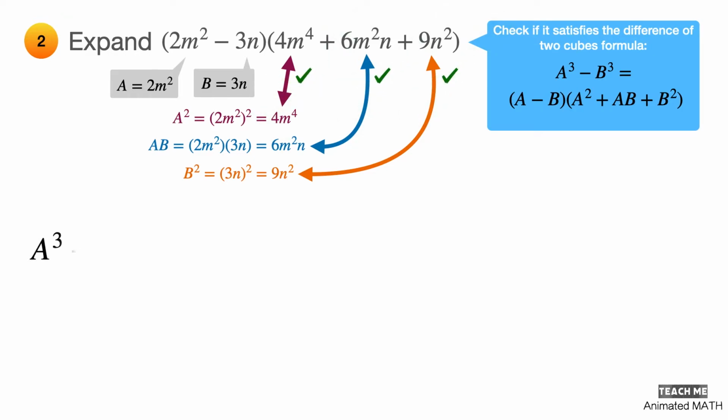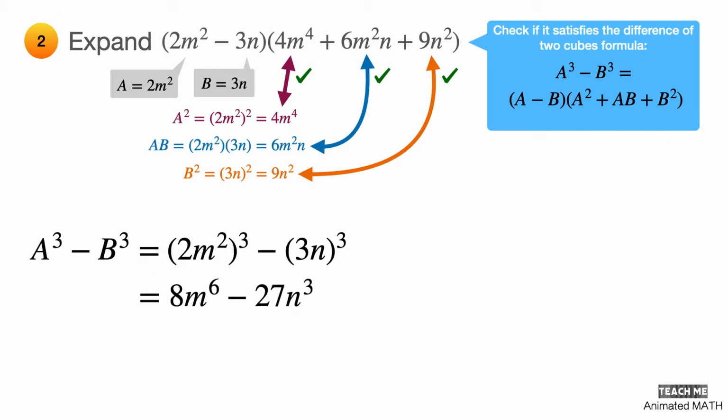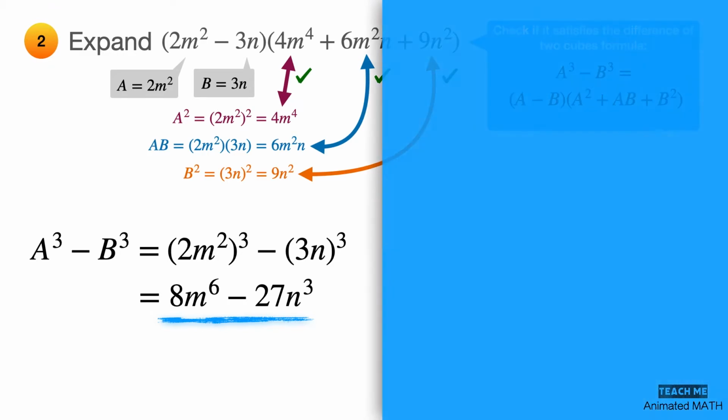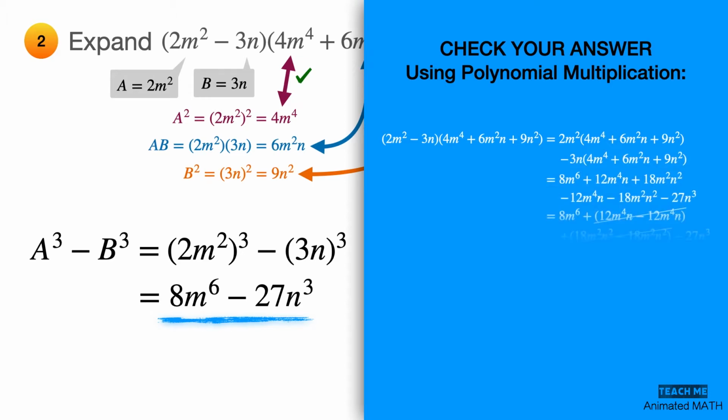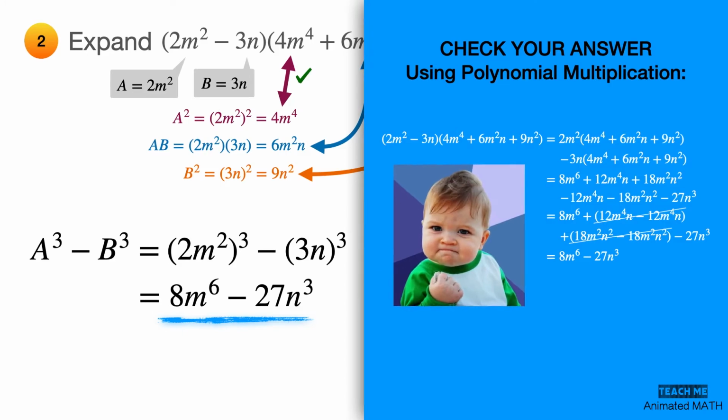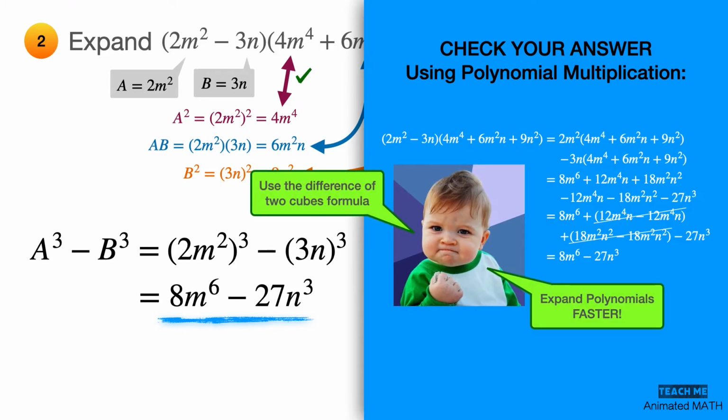Now, compute for a cubed minus b cubed by substituting 2m squared and 3n. The final answer is 8m raised to 6 minus 27n cubed. Check it using polynomial multiplication. Observe that, even though the answer is the same, the multiplication process seems to be a lot longer than the previous example. This is because the terms are now more complex, which means that careless students are more prone to errors using this method. Pretty cool that you can use a shortcut, right?